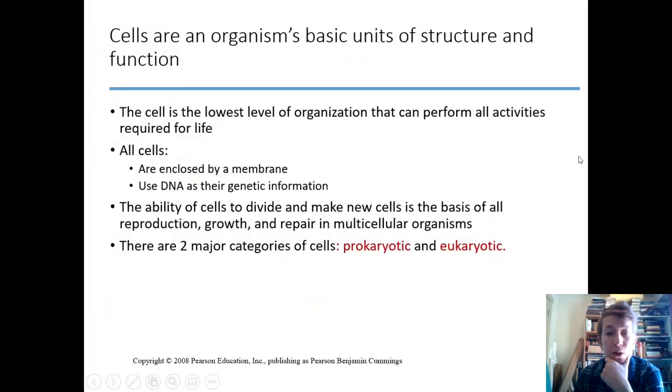So just to review a little bit, we've talked already about prokaryotic and eukaryotic cells. We said that all cells have a membrane around the outside. It's called the plasma membrane. It's made of 2 layers of phospholipids. All cells have DNA, and they are the basic unit of structure and function. Every living thing has at least one cell. And if you want to make new cells, they all come from existing cells. So we can't just make a new cell from scratch.